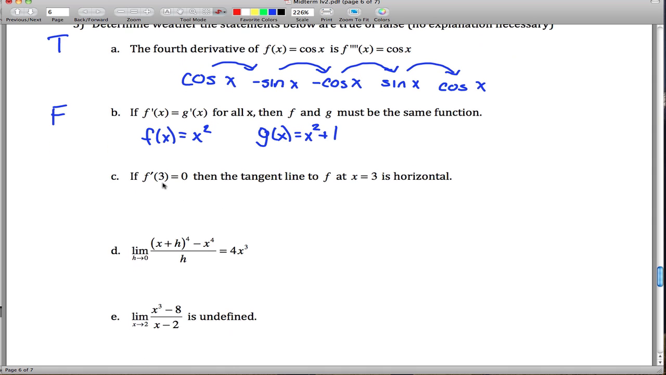Part C, if f prime of 3 equals 0, then the tangent line to f at x equals 3 is horizontal. This is true. The derivative describes the tangent line to a graph. At 3 here means we're at when x equals 3. Equals 0 means the slope is 0, which is the same as horizontal.